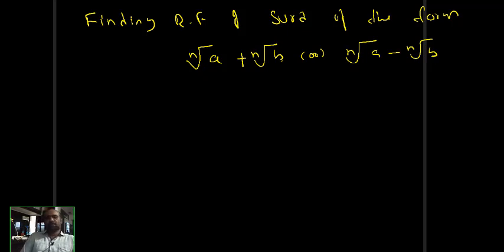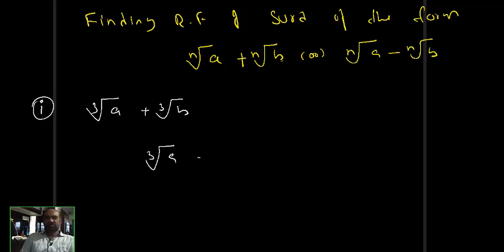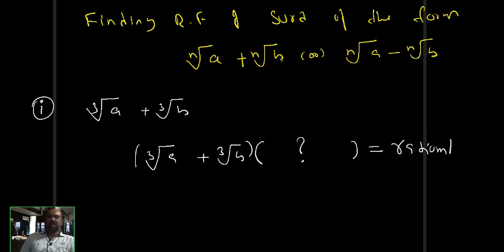Observe here. First, cube root of a plus cube root of b is given. I want to find the RF. Observe, students, an interesting thing. Cube root of a plus cube root of b should be multiplied by something to get a rational number. What you are multiplying, that is said to be the RF of this. But how to identify, how to find the bracket, that is the important thing. I will show you how to find it.